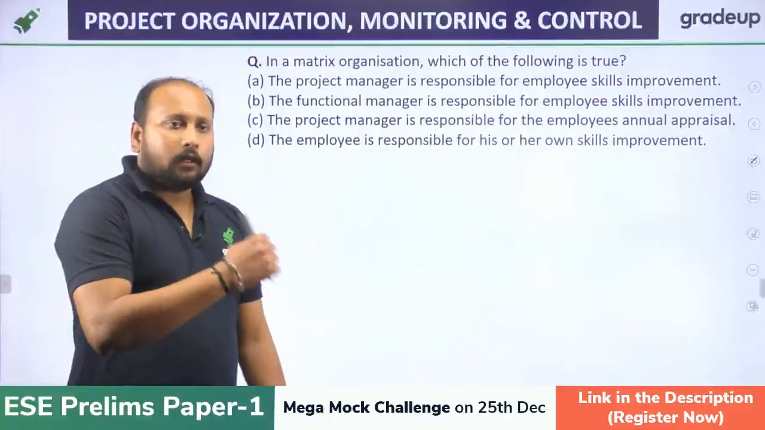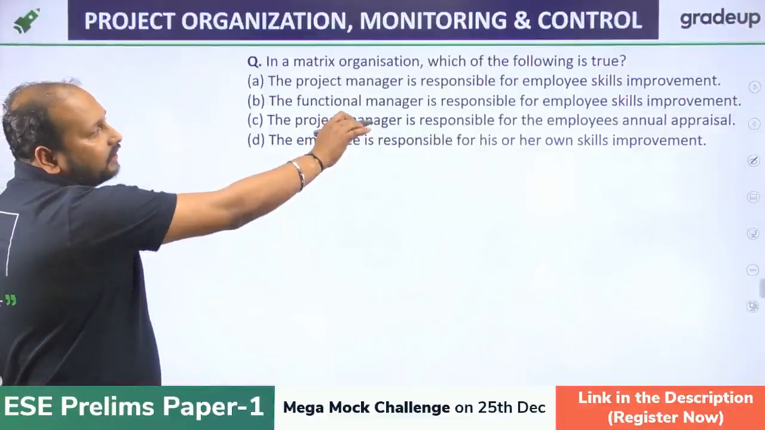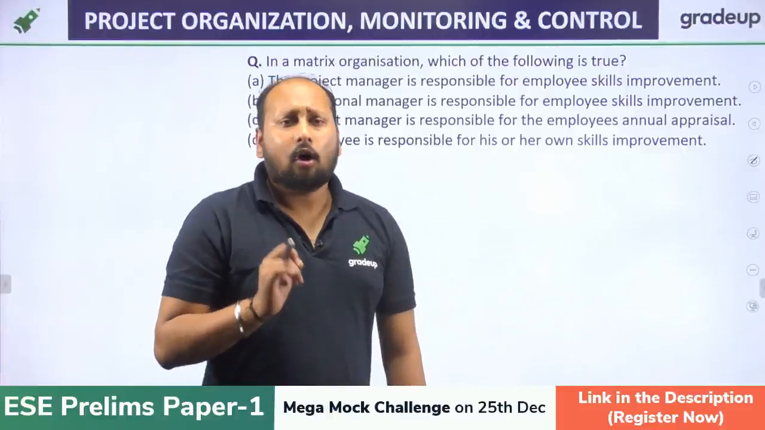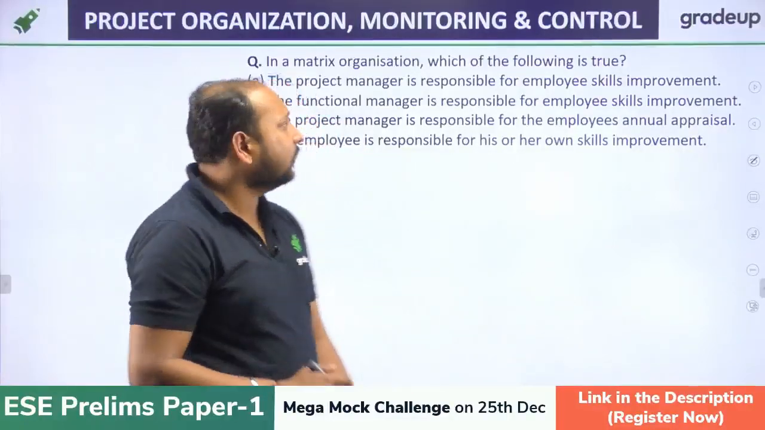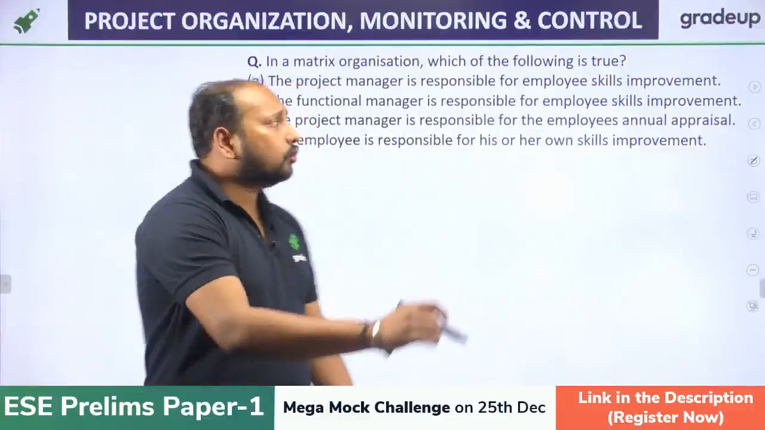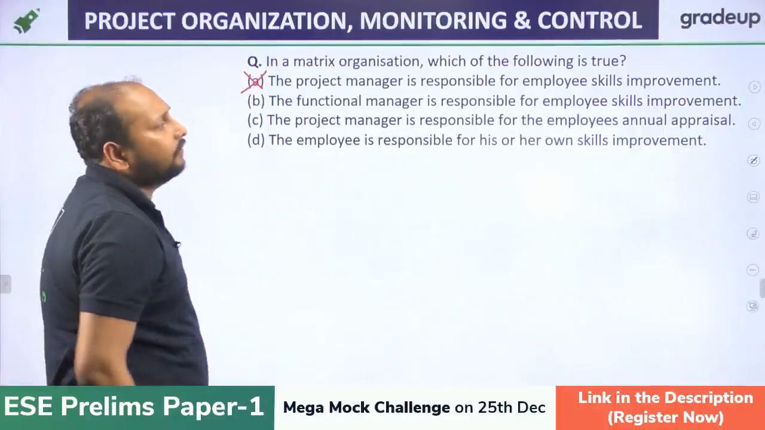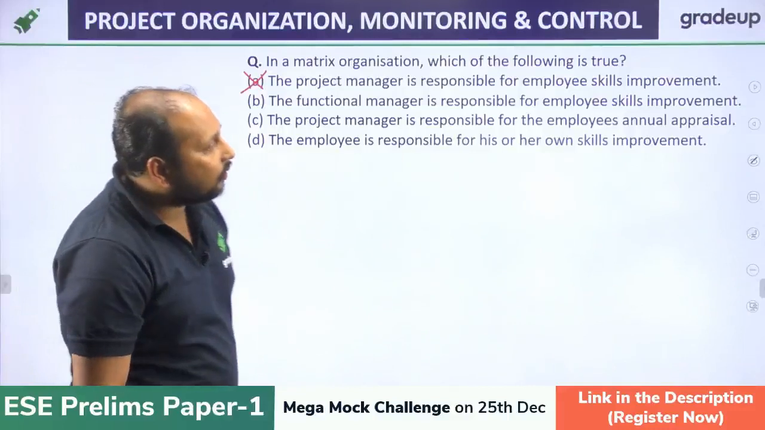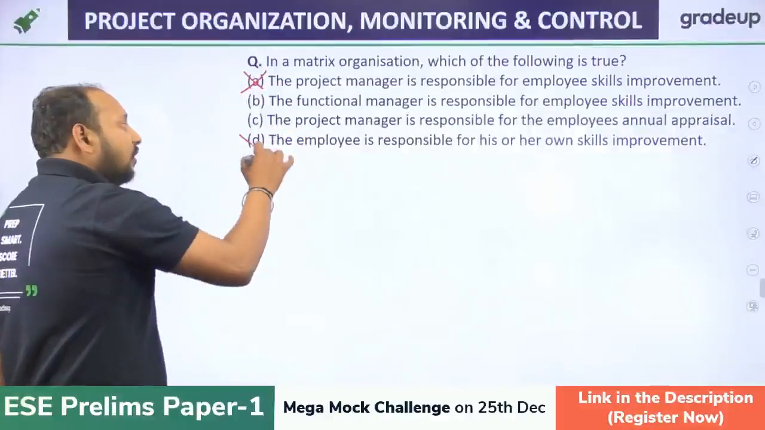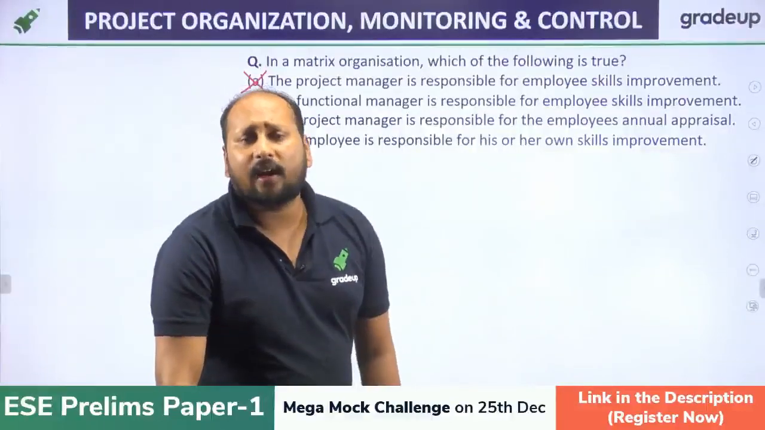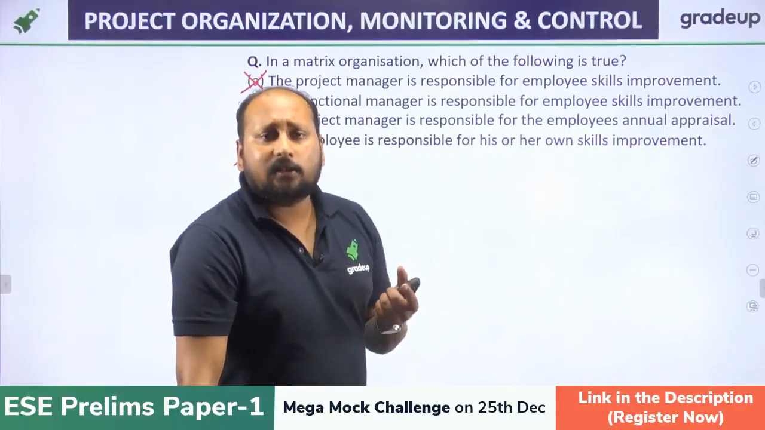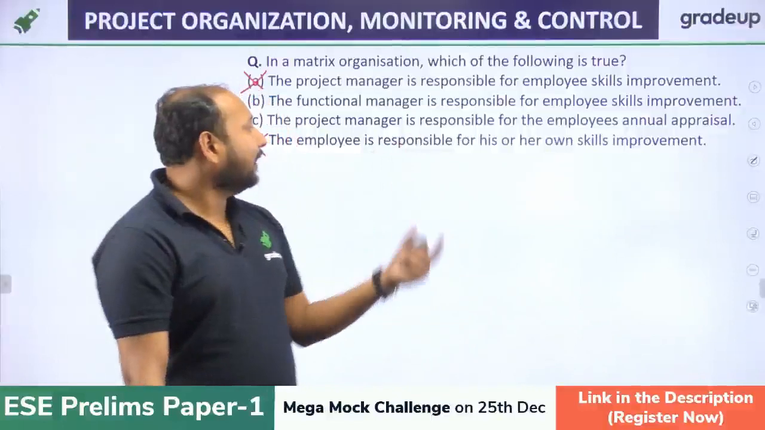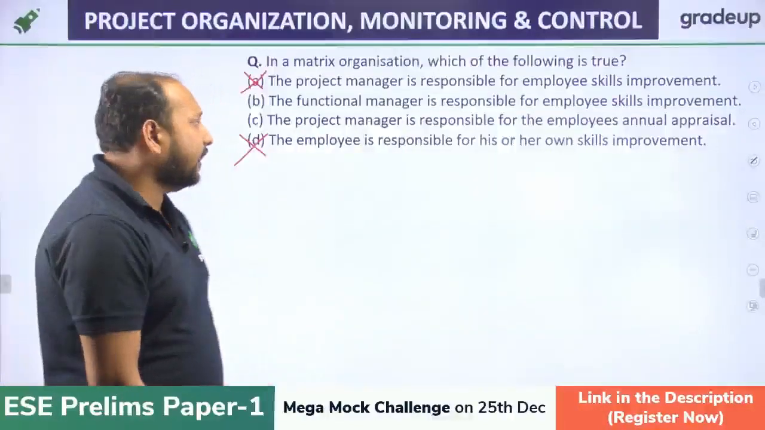Okay, let us see one by one. Just read the first statement. The project manager is responsible for employee skill improvement. Is the project manager responsible for employee skill development, or is the human resource manager responsible for the employee skill improvement? Fine. So not at all. The project manager is not directly associated with employee skill improvement. Let us take option D. The employee is responsible for his or her own skill improvement. No, this is also not correct, because the company also has a human resource team which is constantly working on the improvement of the resources or the technical ability of the employee. A is not there, D is also not there.